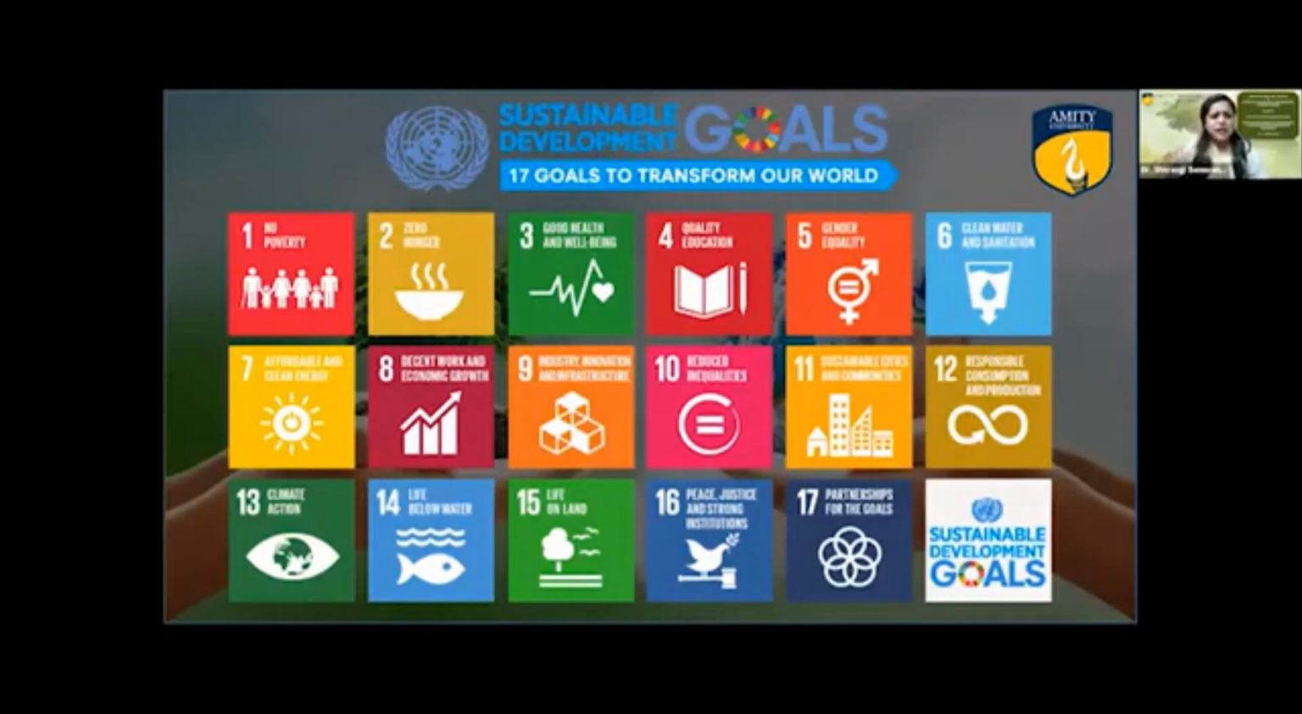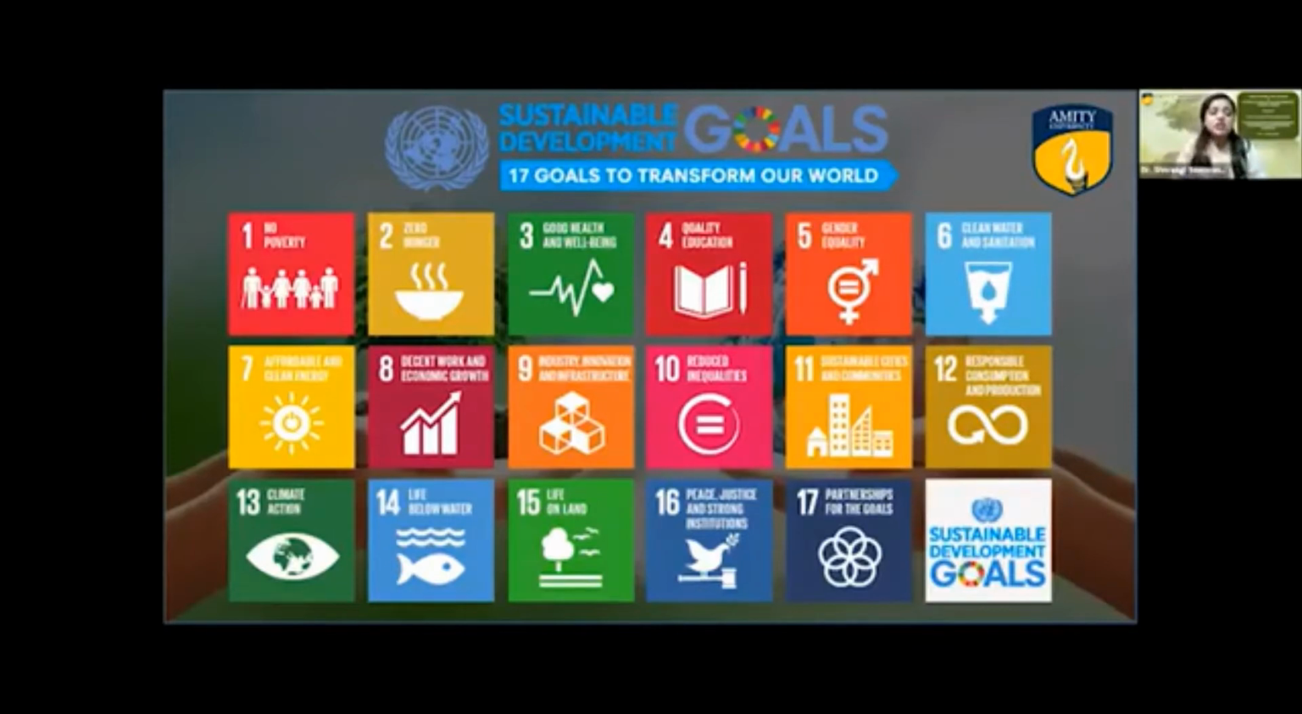The SDGs aim to end all forms of hunger and malnutrition by 2030, making sure that all people, especially children, have sufficient and nutritious food all year. This involves promoting sustainable agriculture, supporting small-scale farmers, and equal access to land, technology, and markets.